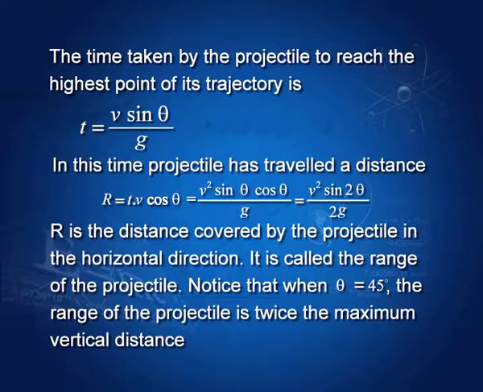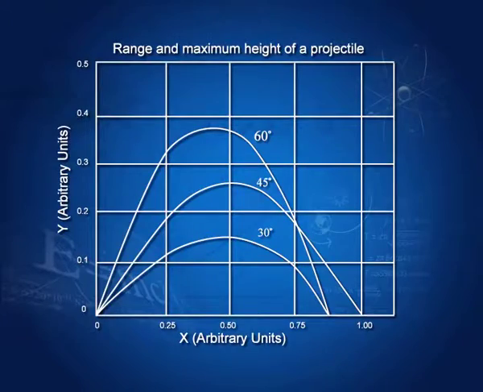And you can see that if theta is 45 degrees, the range is the maximum. I will show you in this slide. I have drawn graphs for projectiles which are launched at an angle of 30 degrees, at an angle of 45 degrees, at an angle of 60 degrees, and you can see that the projectile at an angle of 45 degrees has the maximum range. So, here I have collected all the facts about the projectile.